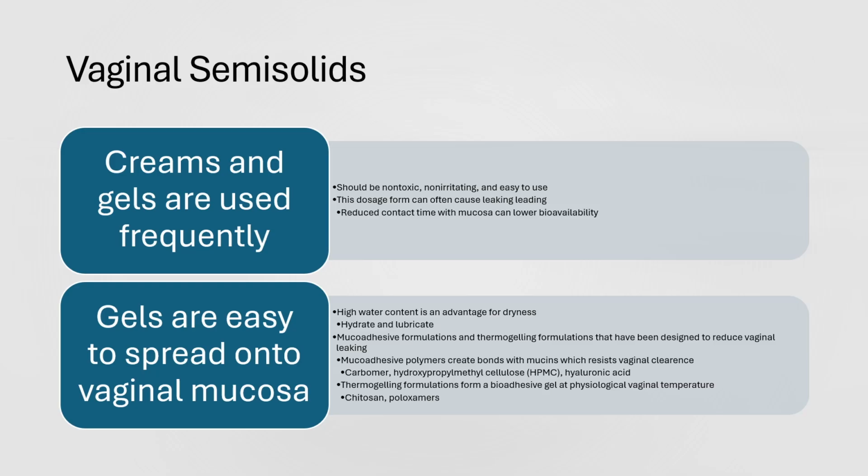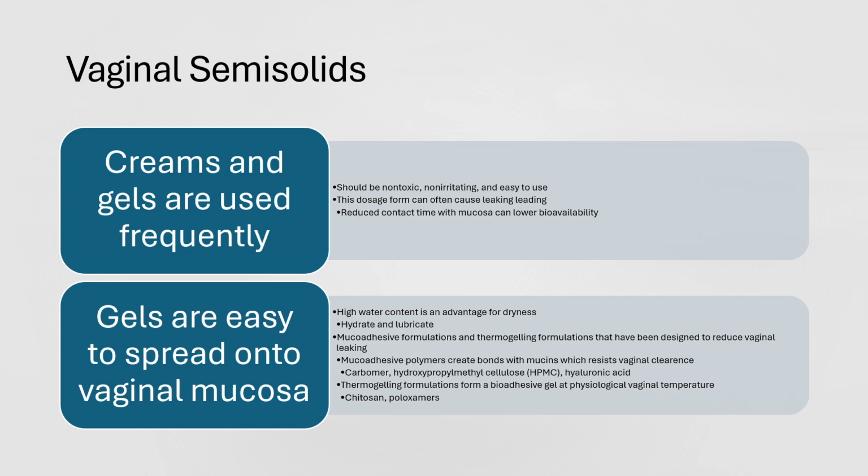Creams and gels are frequently used to treat vaginal conditions. These should be non-toxic, non-irritating, and easy to use. This dosage form is highly susceptible to leakage, leading to reduced contact time with the mucosa, lowering absorption. Gels are easy to spread onto vaginal mucosa, and due to their high water content can alleviate dryness by hydration and lubrication. Mucoadhesive formulations and thermal gelling formulations have been designed to reduce vaginal loss of medication.